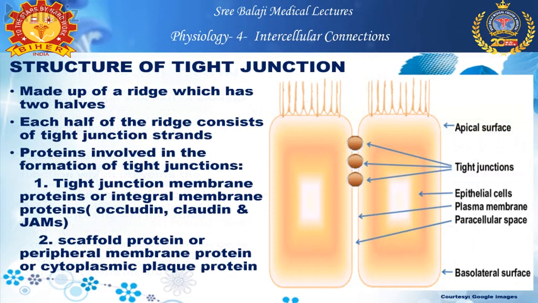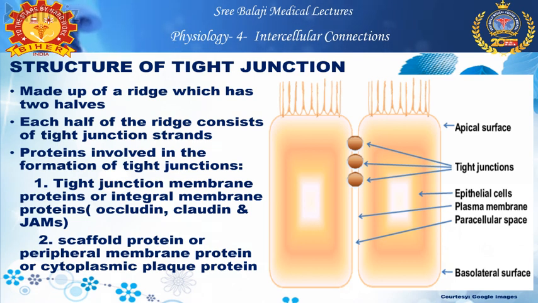Now coming to the structure of tight junction. It is made up of ridges. This ridge has two halves. One half of the ridge belongs to one cell, whereas the other half belongs to the other cell. So between two cells, we have the occluding junction or tight junction. This tight junction is made up of ridges fused with one another very tightly and occupies the space between the two cells. Each half of the ridge consists of tight junction strands.